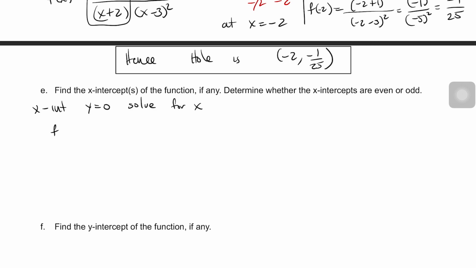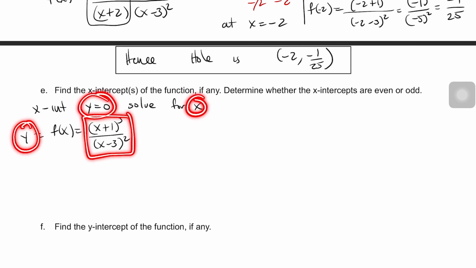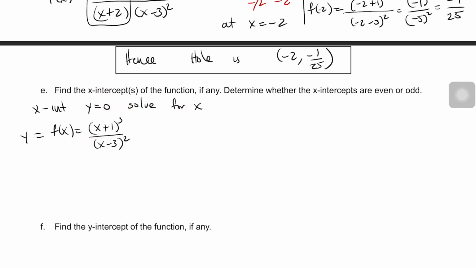So you take your function, which is x plus 1 to the third, x minus 3 to the second. Remember, we said that these two have the same behavior, so same x-intercept, same y-intercept. So that means we're going to let y be 0, and solve for x. So this is going to be y set equal to 0, to satisfy this condition. And then we're going to solve for x.